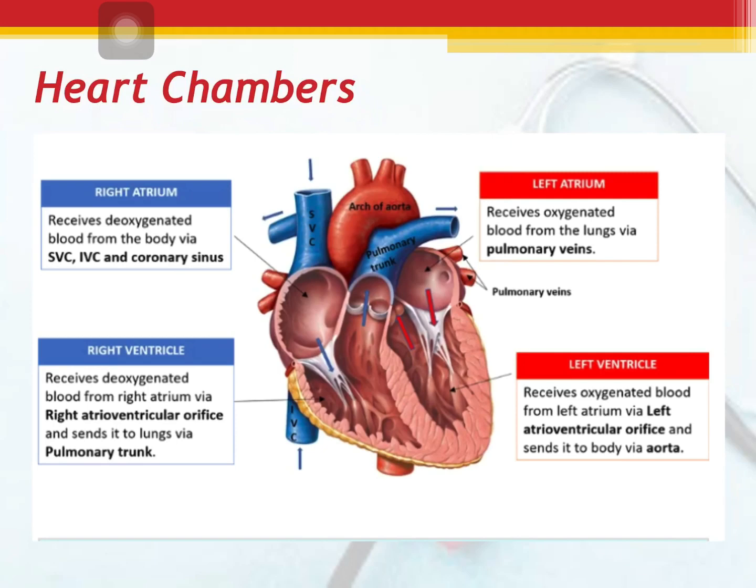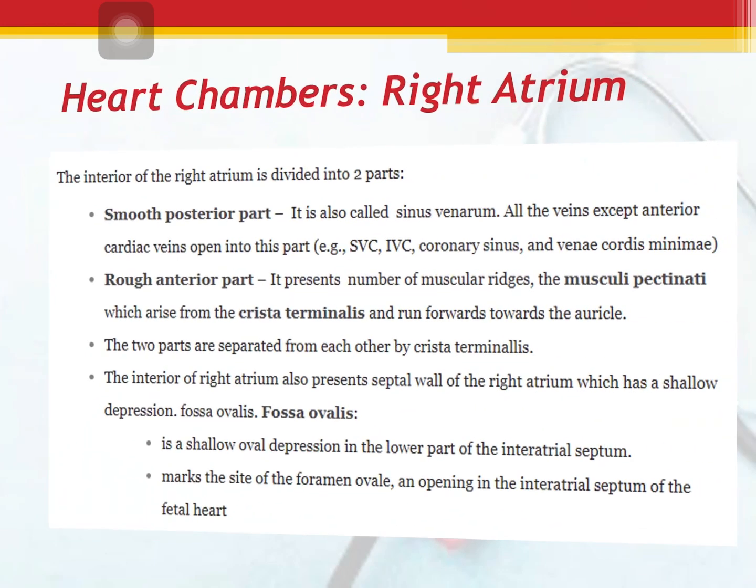lungs via the pulmonary trunk. On the left side, the left atrium receives the oxygenated blood from the lungs via the pulmonary veins, which is one of the veins that is an exception to the rule. Pulmonary veins carry oxygenated blood rather than deoxygenated blood. The left ventricle receives oxygenated blood from the left atrium via the left atrioventricular orifice and sends it to the body via the aorta.